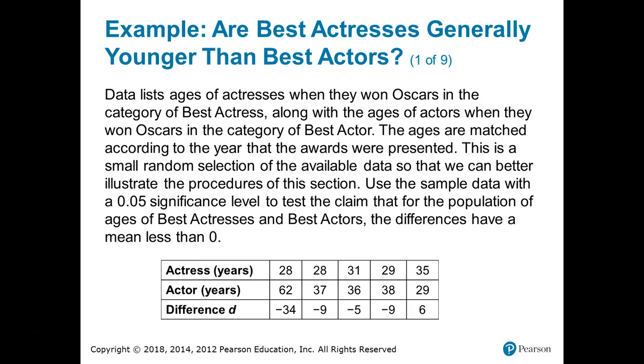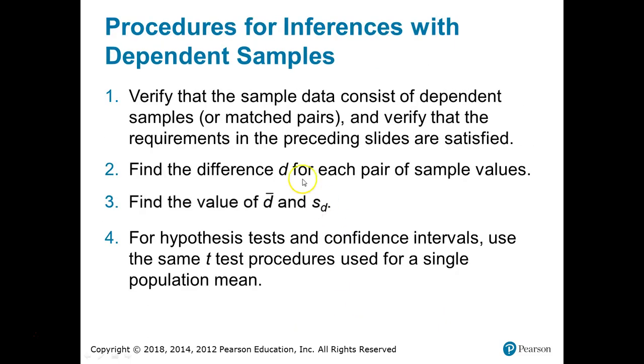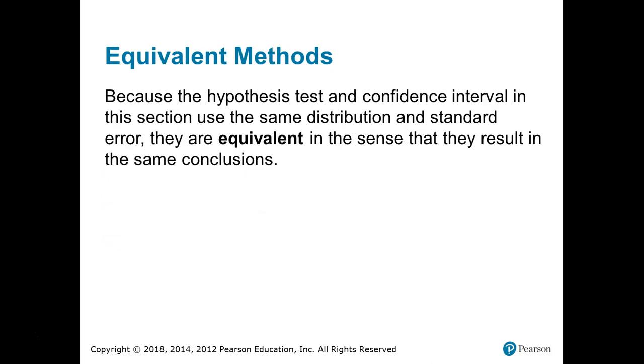Use the sample data with a 0.05 significance level to test the claim for the population of ages of best actresses and actors, that the differences have a mean less than 0. So here is your row 1, here's your row 2, here's your differences. You're just taking this, subtracting this value. Here are your 5 differences right here. So right now we just did step 1 and step 2. So we have to do step 3, which is find the mean D bar and the standard deviation of the sample.